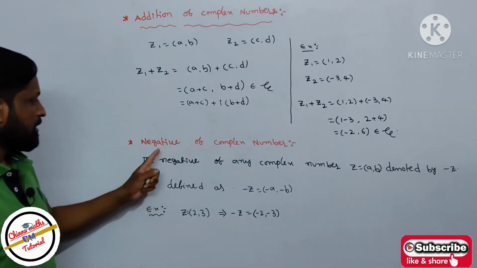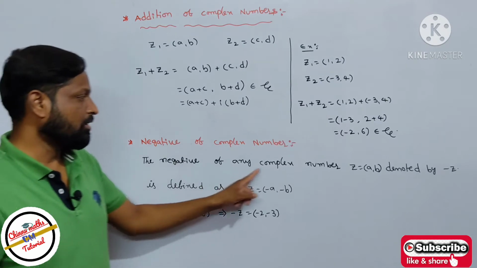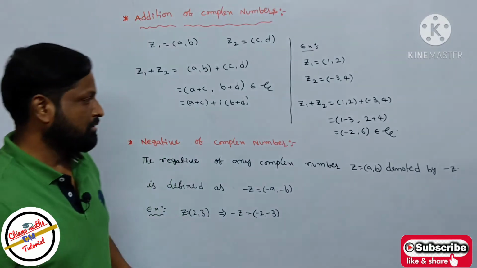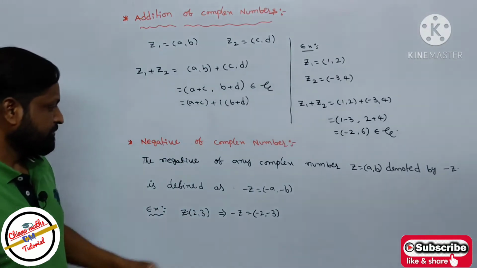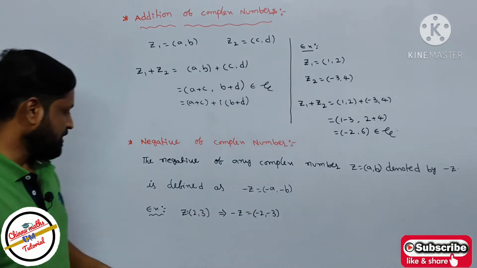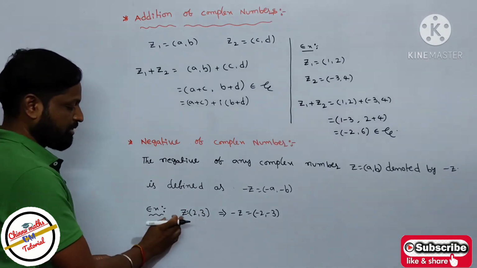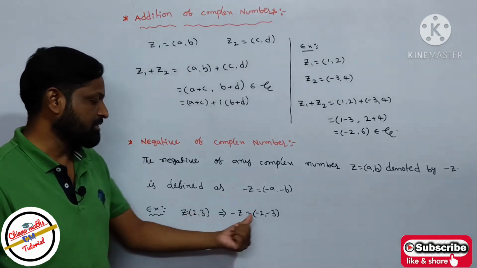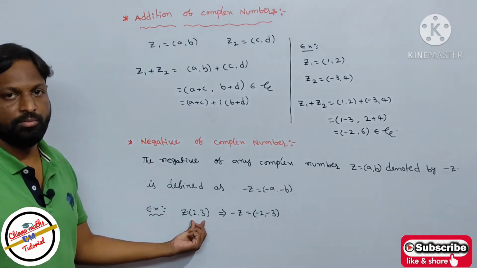Next definition, negative of a complex number. What is the negative of a complex number? The negative of any complex number, suppose z equal to a comma b, is denoted by minus z. So minus z is called the negative complex of z. How can we denote it as minus z? Minus z can be written as minus a comma minus b. See here, for example 2 comma 3 is the complex number. To write the negative complex number of z, denoted by minus z, minus of 2 comma 3 can be written as minus 2 comma minus 3. So minus 2 comma minus 3 is the negative complex of 2 comma 3.